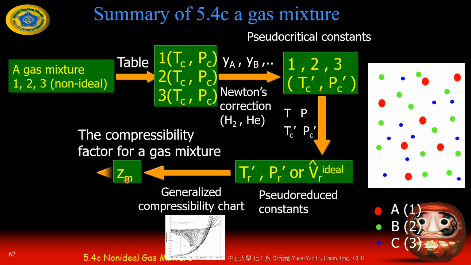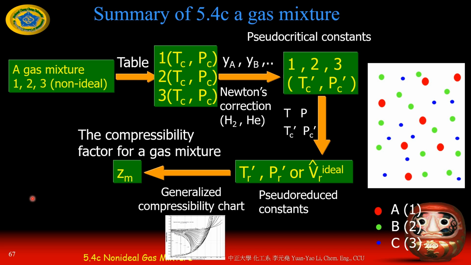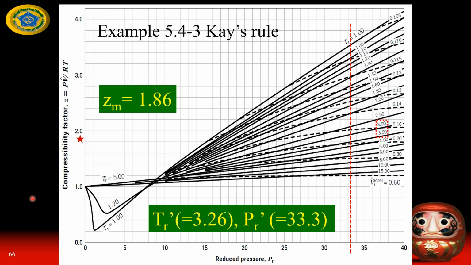Okay? So once you have Zm, you go back to PV equals Zm RT. Once you have P and T, you can get V. Once you have V and T, you can get P. Or with V and P, you can get T. Okay? So this is the way you need to get the correct answer. Please go home and work on this example by yourself. I'm sure you can get a very good score in your final exam.